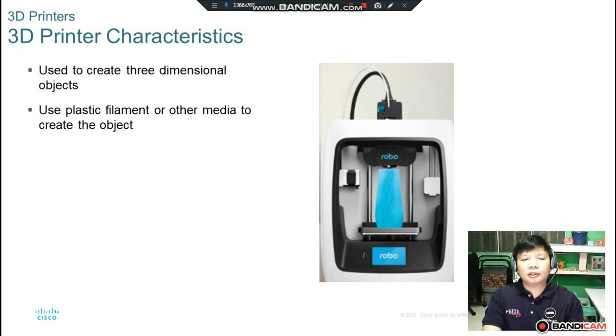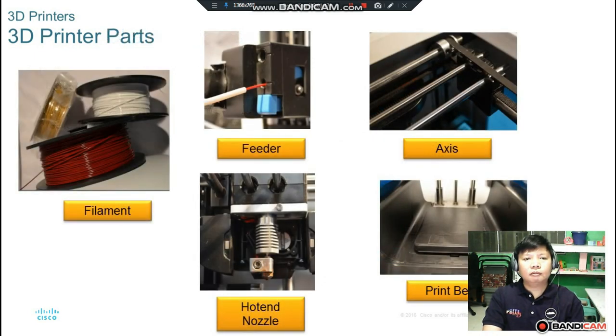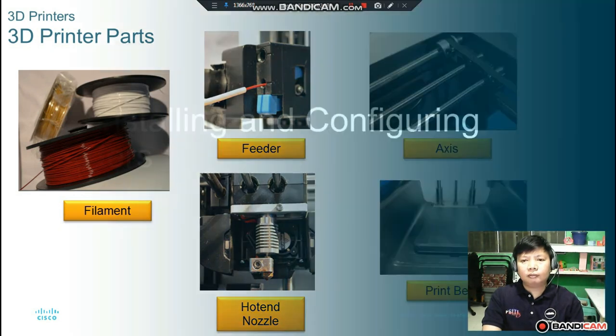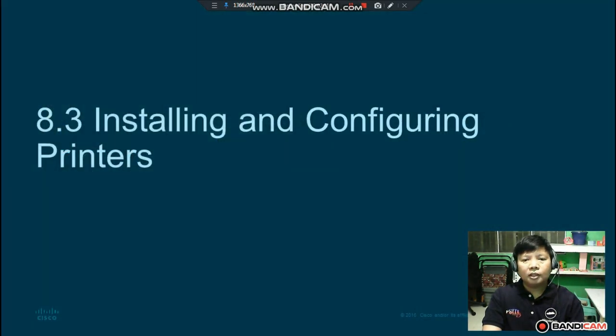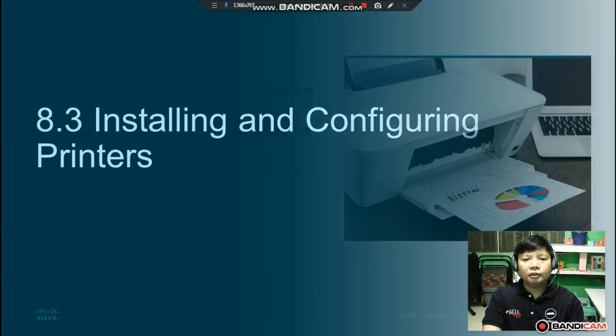3D printer characteristics. Used to create three-dimensional objects. Uses plastic filament or other media to create the object. 3D printer parts: filament, feeder, hot end and nozzle, axis, print bed. Installing and configuring printers.